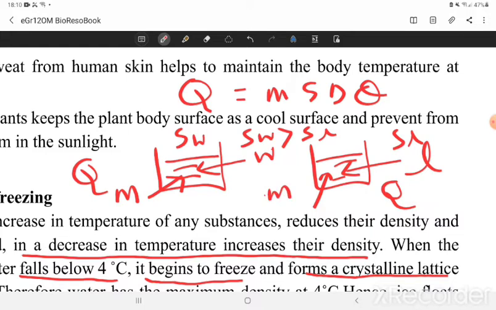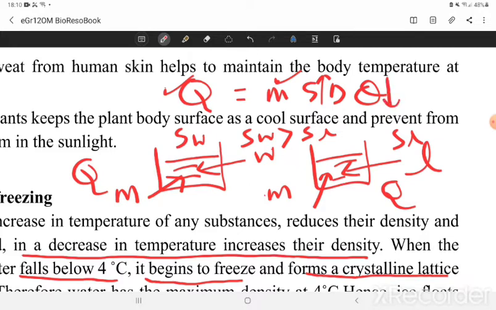Now just think, right? m is constant, and Q is constant. So we have these two to be constant. Q and m constant. So we have to think with s and delta theta, right? Now what can you say? Well, when you consider water, SW is high, which means s is high. Then when you're considering water, delta theta is low.